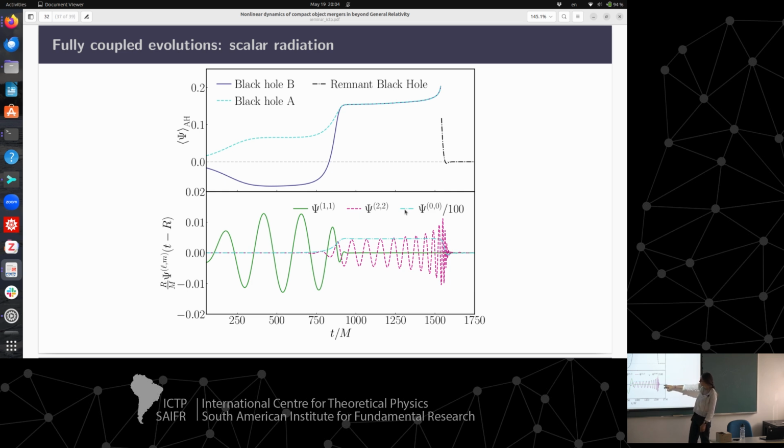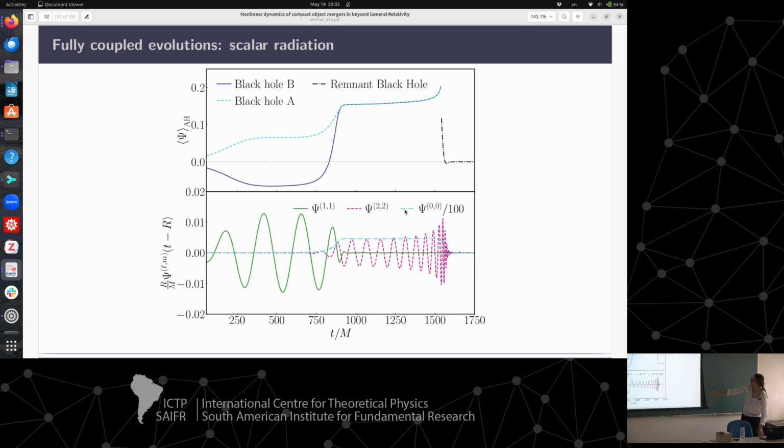What's interesting, which you can see in the bottom panel here, is the scalar radiation. These are the spherical harmonic decompositions of the scalar radiation. What you can see is that at first the scalar radiation is dipolar to leading order, but when both black holes suddenly become like-charged, the scalar radiation becomes quadrupolar in nature. So you have this change in the multipolar structure of your scalar field.